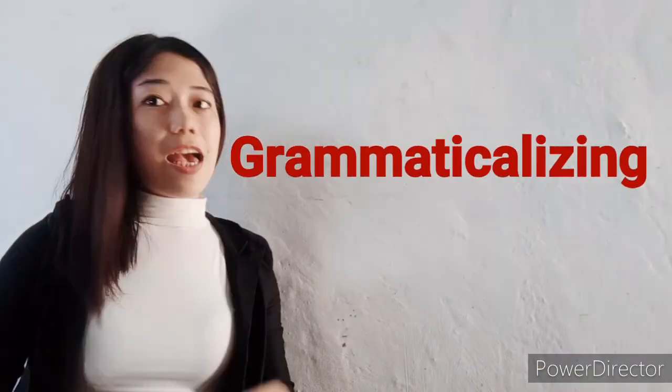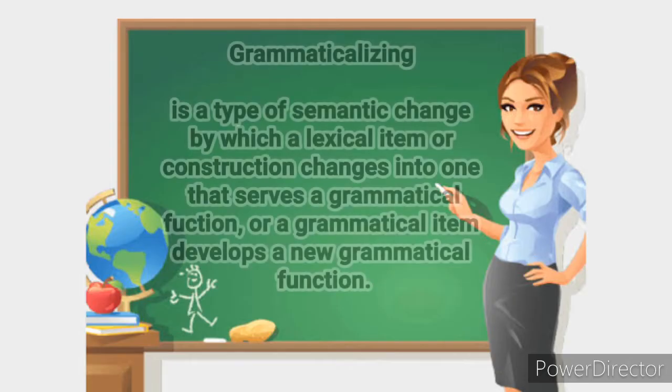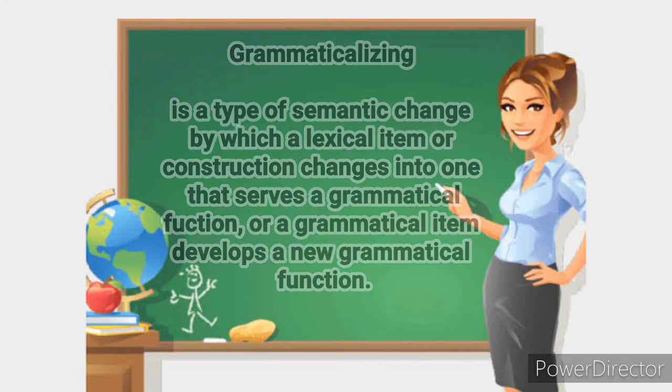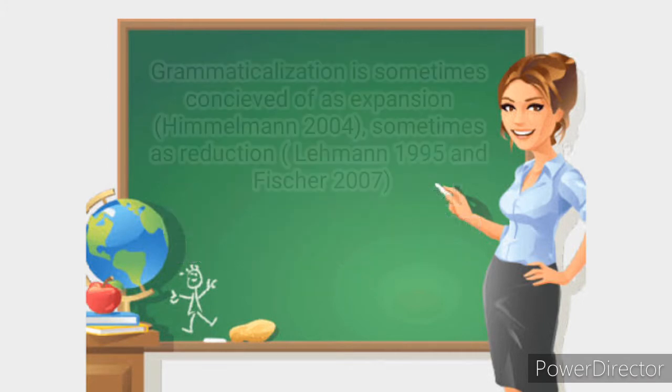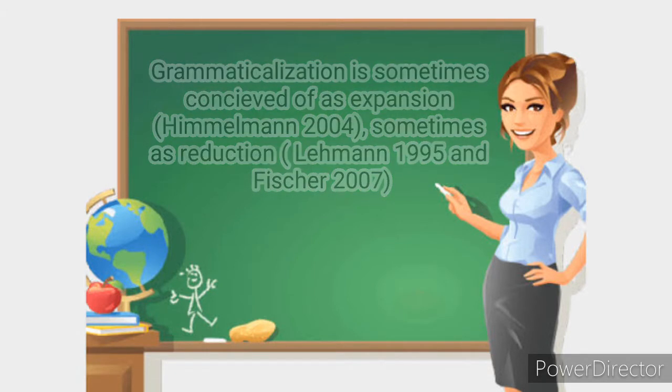The next is grammaticalizing. Grammaticalizing is a type of semantic change by which a lexical item or construction changes into one that serves a grammatical function, or a grammatical item develops a new grammatical function. Grammaticalization is sometimes conceived of as expansion, sometimes as reduction.